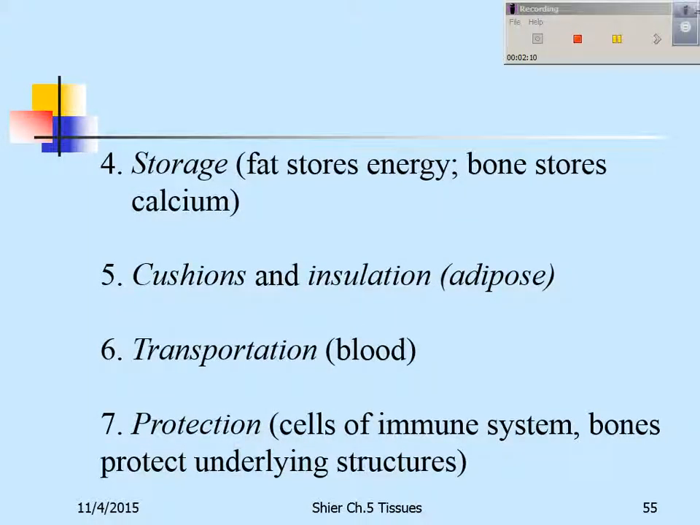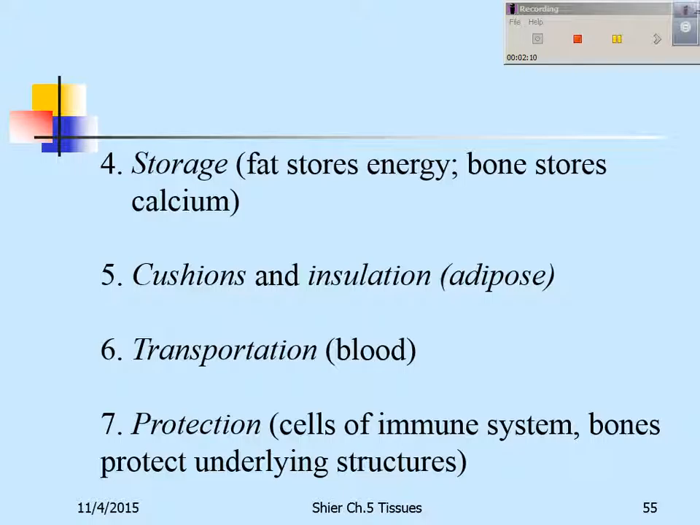All right, the next slide is going to show the last functions for connective tissue. Number 4 is storage. Fat, as we said, adipose tissue, is really good for storing energy. Fat has a lot more energy than we find in carbohydrates or in proteins, which is why we use it to store energy. We also find that bone is really important in storing calcium. So one of the functions for connective tissue is storage.